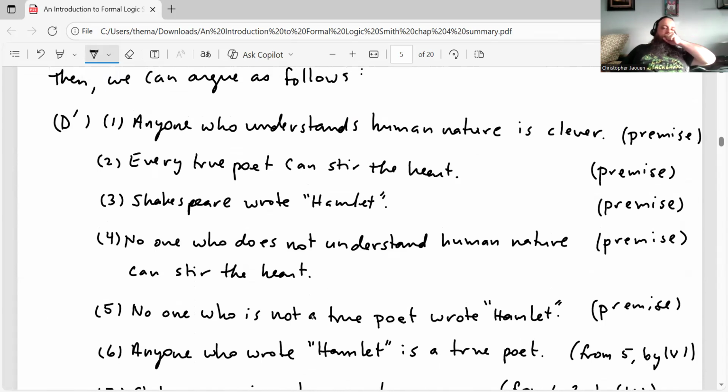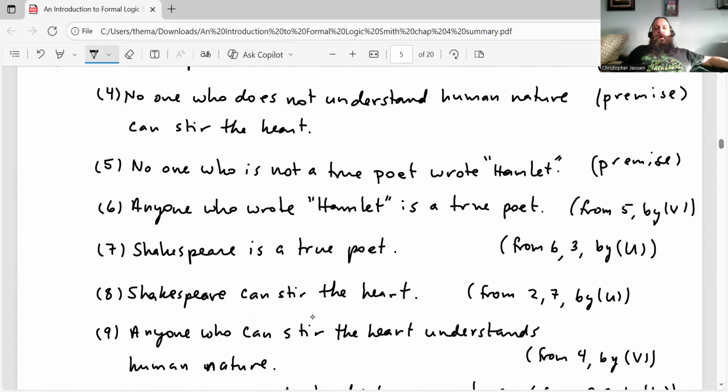D prime, premise one, anyone who understands human nature is clever. Premise two, every true poet can stir the heart. Premise three, Shakespeare wrote Hamlet. Premise four, no one who does not understand human nature can stir the heart. And premise five, no one who is not a true poet wrote Hamlet. And then we have some inference steps here from the inference patterns V and U.